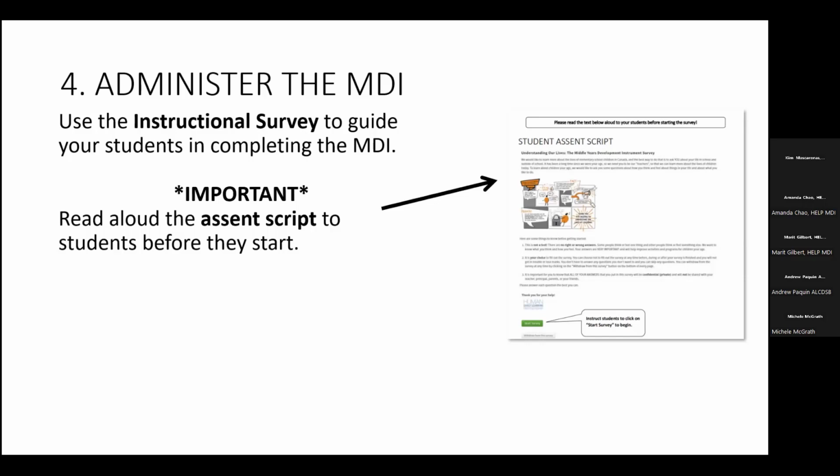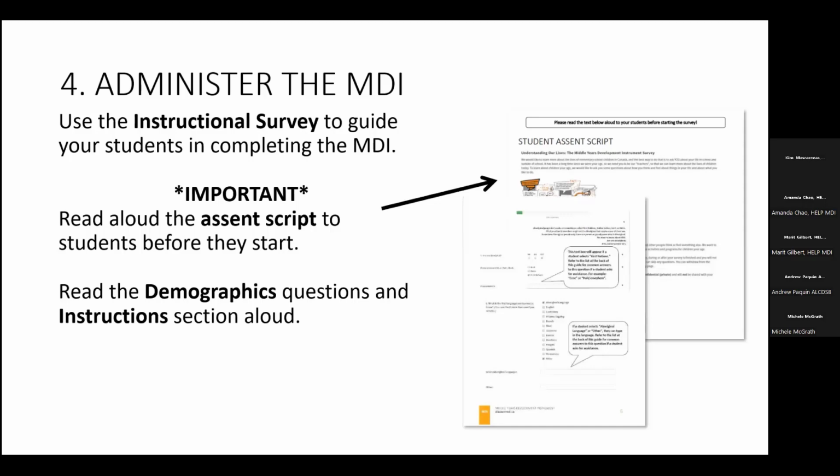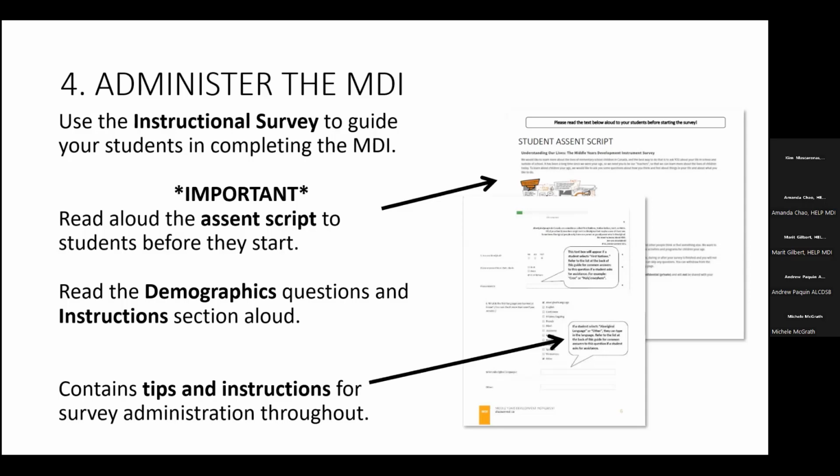After reading the assent script aloud, begin the survey by reading out the questions on the demographic section. That's the section that says, please tell us a bit about yourself, and also the instruction section, answering the sample questions together. And then after that, the students can read the questions on their own and maybe request assistance as needed. So please make sure that you have the instructional survey. As you can see, it also contains some tips and instructions throughout the pages, and it can help you if, for example, you encounter questions from your students.